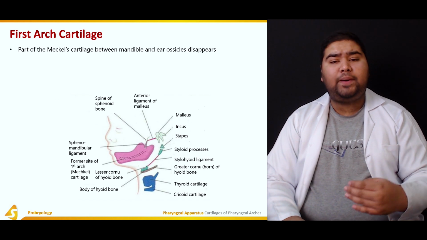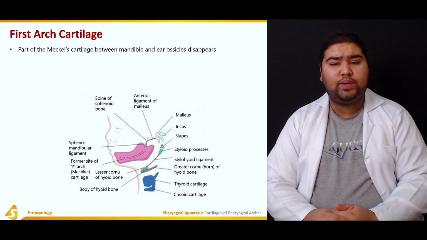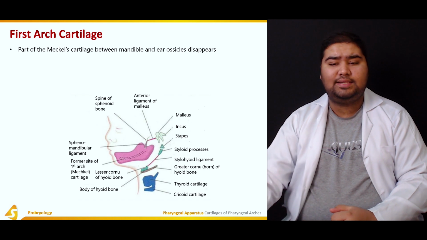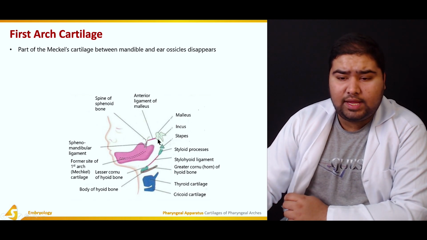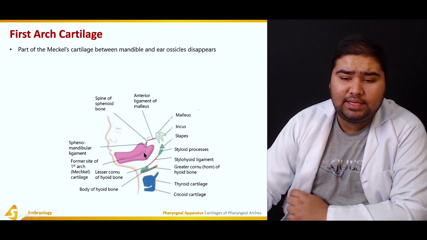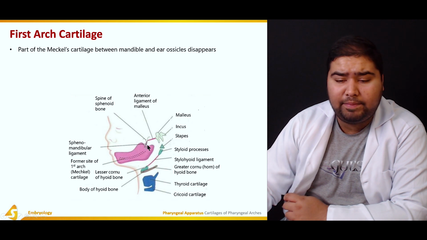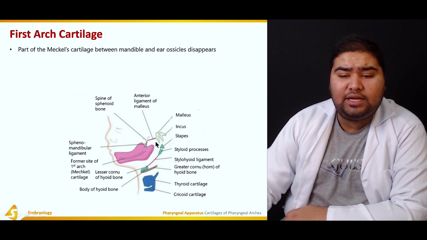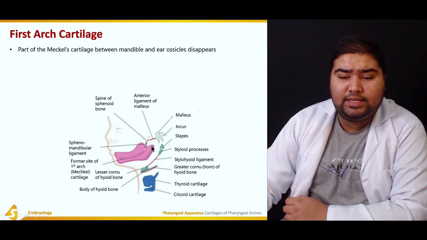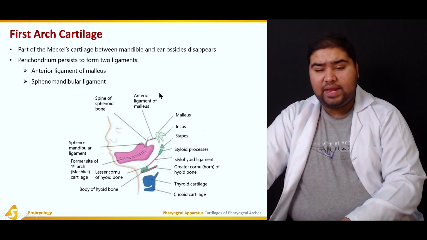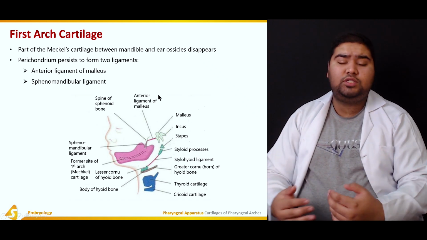So the part of Meckel's cartilage between the mandible and the ear ossicles disappears. These are the ear ossicles, so the malleus and the incus have been formed. This developing cartilage is the Meckel's cartilage. The part of Meckel's cartilage between the ossicles as well as the mandible disappears. Only the perichondrium persists, and it forms two ligaments.